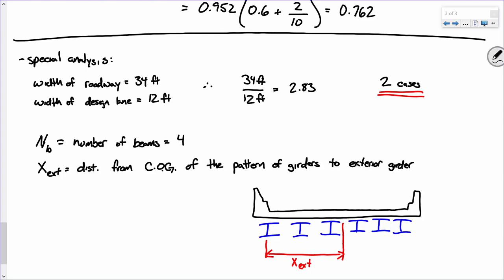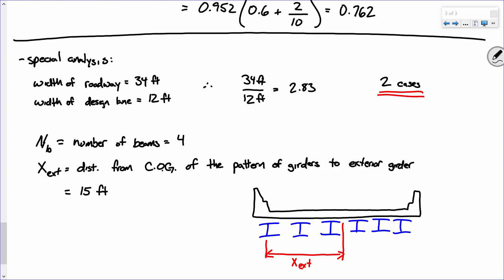Well, think about, go back to this bridge. How many beams are there? 4. And how far are they spaced apart? 10 feet. So think about outside to outside. That would be 30. So what's from the center to the edge? 15. Make sense? So 15 feet. Not too bad, right? That's simple.